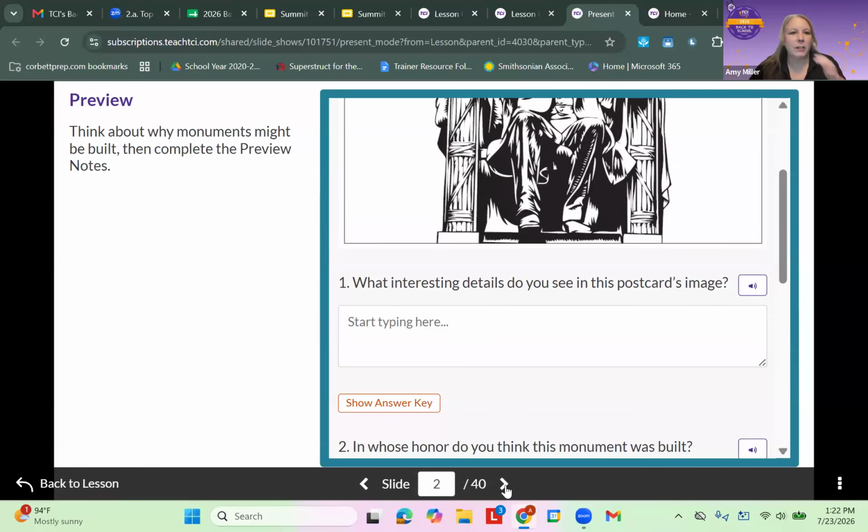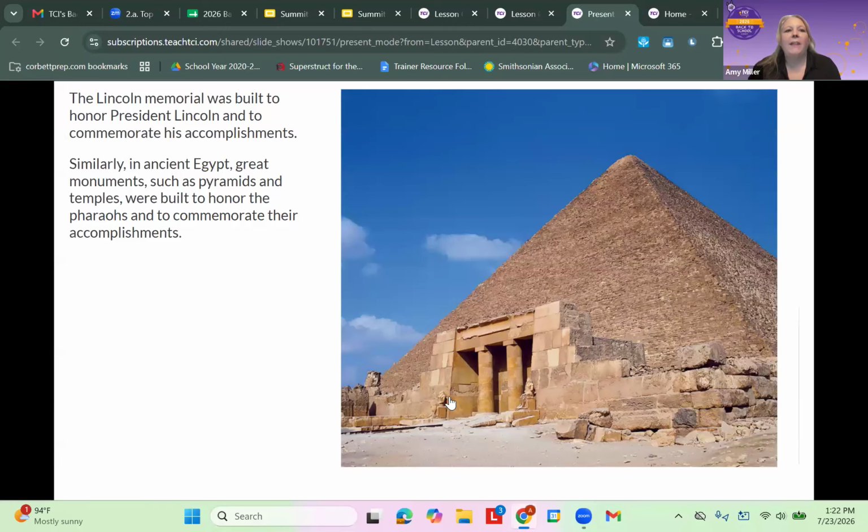And so this lesson starts with something very close to home, Abraham Lincoln, and then we take that academic bridge into ancient Egypt. And we tell them, yes, great monuments such as pyramids and temples were also built to honor the pharaohs and commemorate their accomplishments.